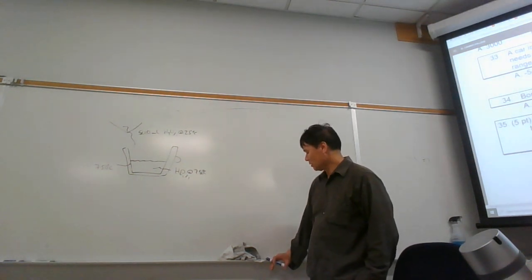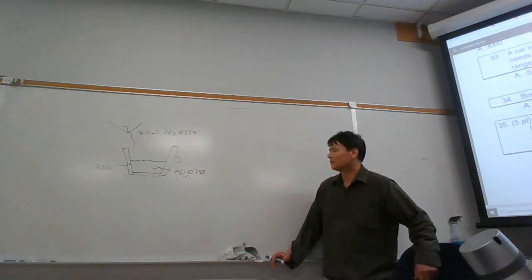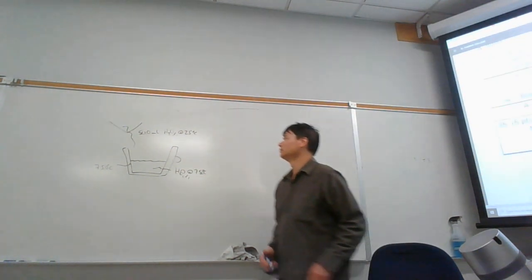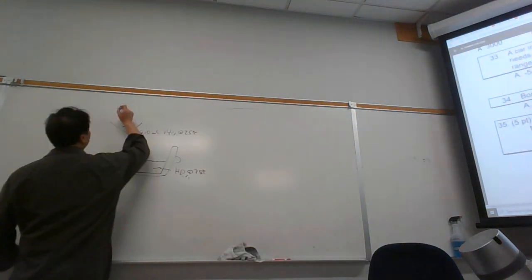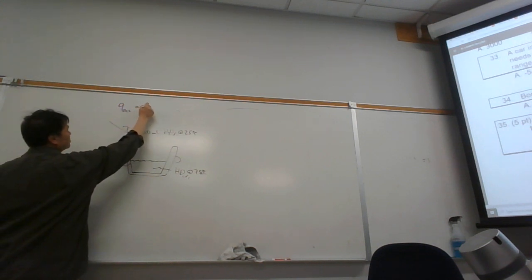And so which one do you want to call the system? Which one do you want to call the surroundings? In calorimetry, this is typically what we do. Q of the system is equal to minus Q of the surroundings. And so we've got to label one as the system and the other as the surroundings.